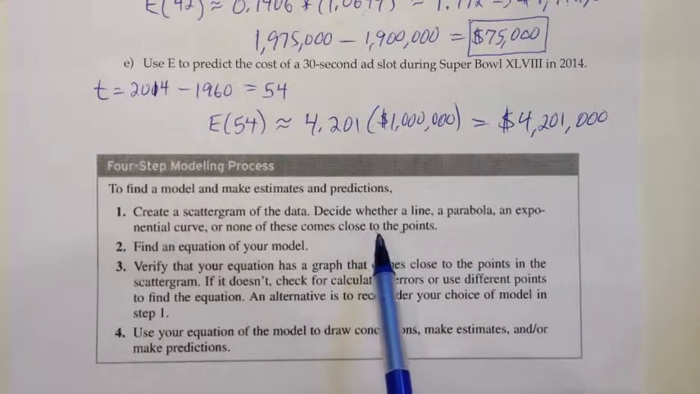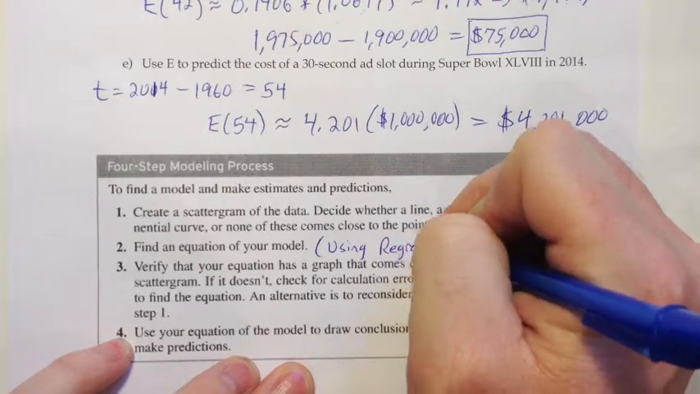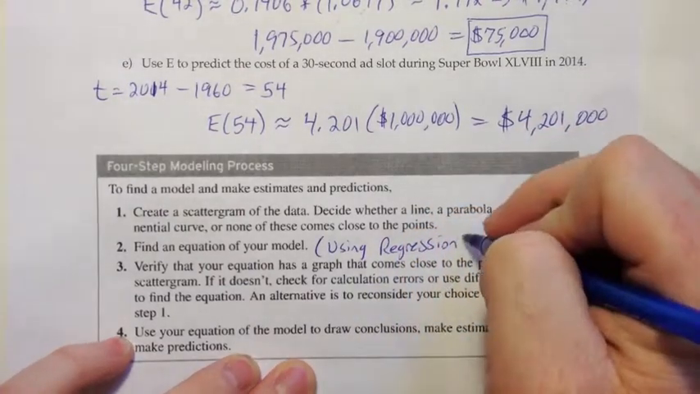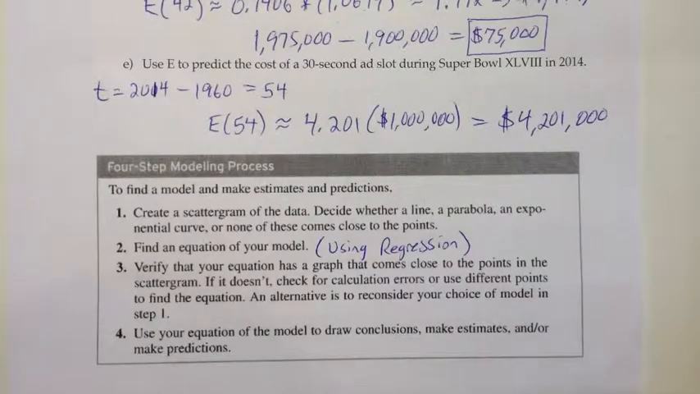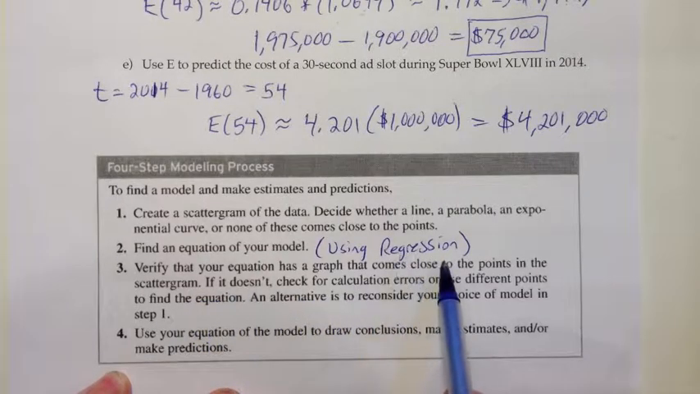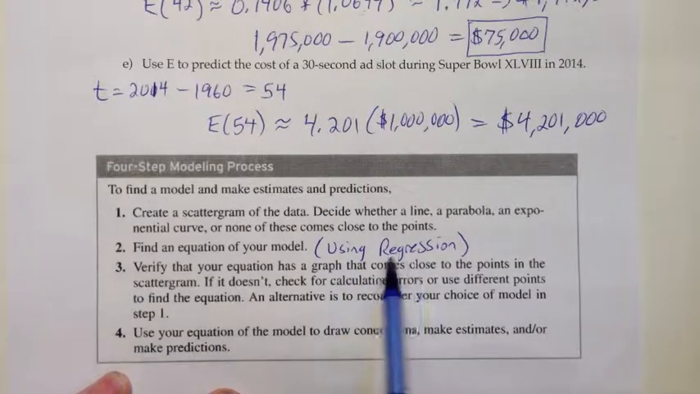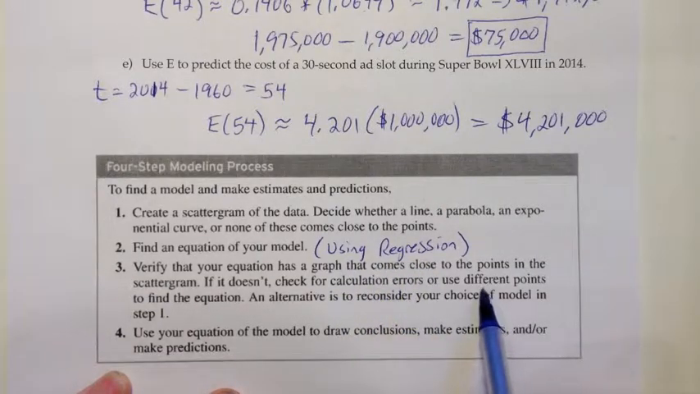Once you've looked at it and decided which one you think is best, you should find the equation of that model. I would suggest using regression. We've learned how to do most of these models by hand as well, but the regression is faster and more accurate. And then verify that your equation has a graph that comes close to the points in the scattergram. You can enter that into Y1 and let the calculator graph it, or better yet, when you're doing regression, you can store it into Y1 and then graph it. And if it doesn't seem like a good fit, maybe you made some calculation errors, well, we're letting the calculator do it, so that's unlikely. It says to use different points. That's if you're doing it by hand. We're using all the points when we do regression.